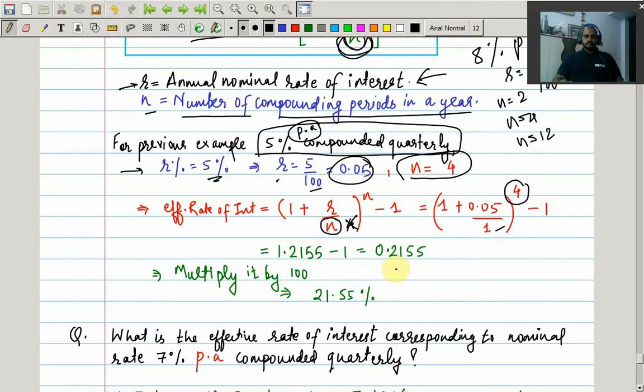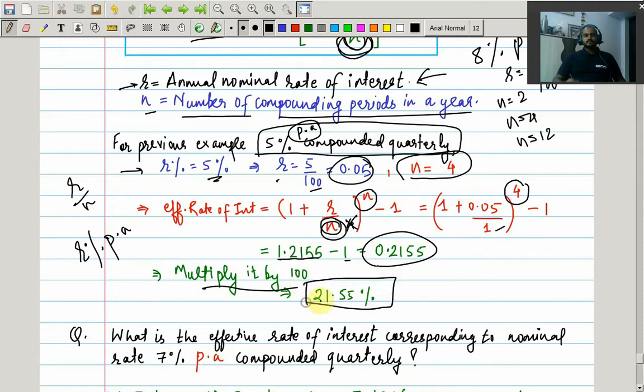In further examples, this n and this n are equal, because everywhere I will write r% per annum. So I have to divide that r by n in order to distribute the rate of interest. Okay, so just look at the calculation. 1 plus 0.05 raised to power 4, minus 1, comes to this. Just multiply it by 100 to convert it to percentage. So 21.5.